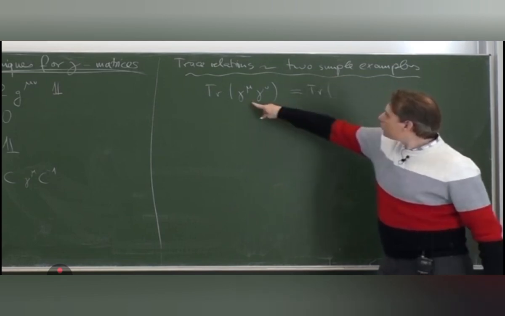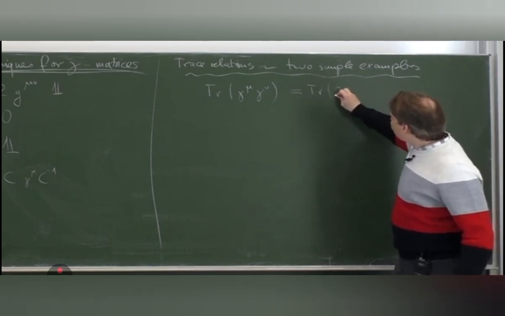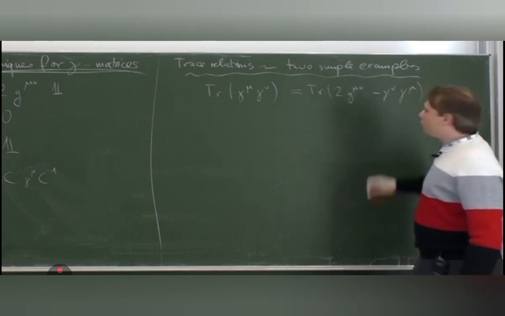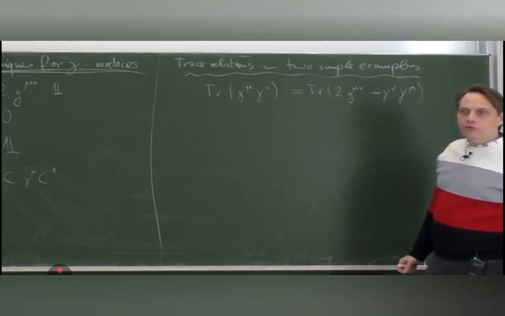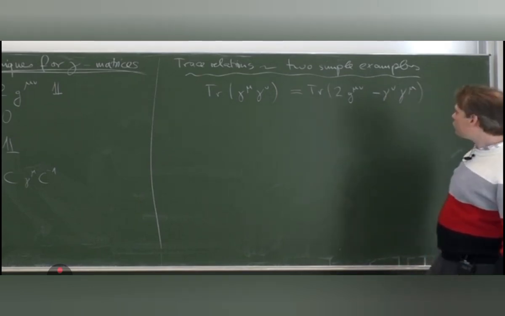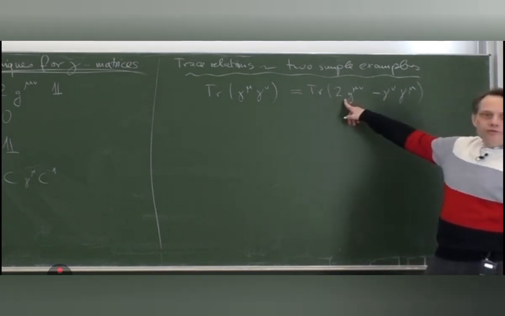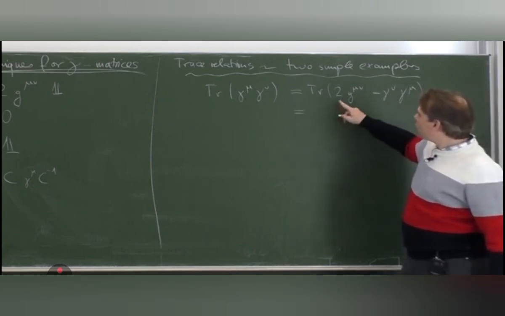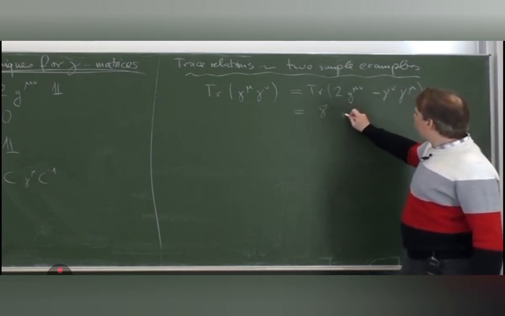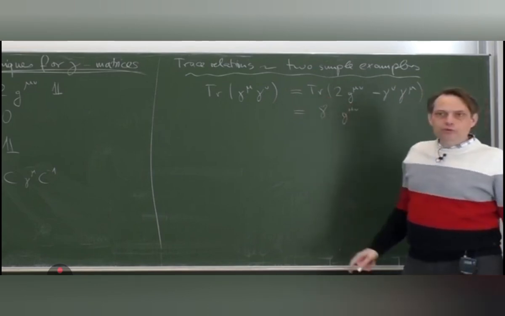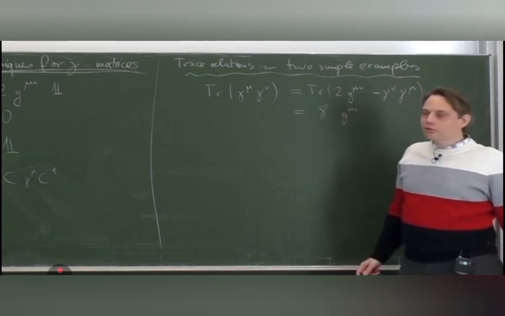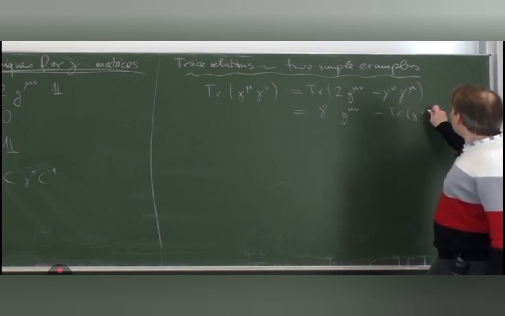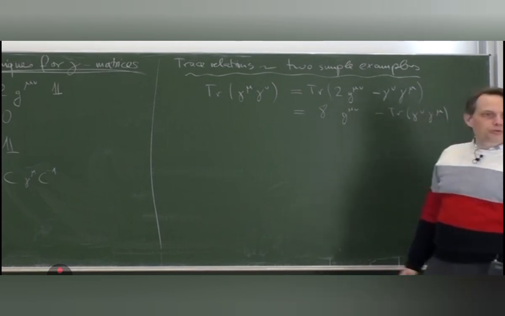So applying this strategy here, we do the following. We write gamma nu as 2 times the metric tensor minus the opposite order. Okay? So that is an obvious equality because of the relationship. And here we now have a number times the unit matrix in the trace. So therefore, this gives simply 8 times the metric tensor, because the trace of the unit matrix is 4, since we have 4 by 4 matrices. And that is minus the trace of gamma nu, gamma mu, which is the opposite order.